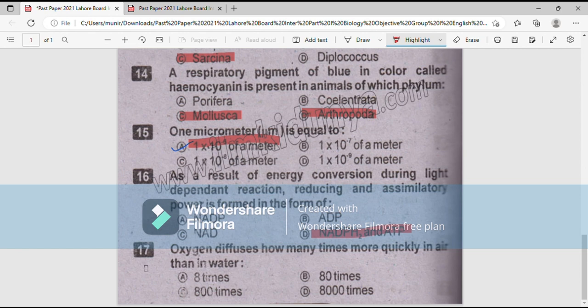The last MCQ is MCQ number 17: oxygen diffuses how many times more quickly in air than in water? You know that oxygen diffusion in air is more. The rate of diffusion is more, about 8,000 times as compared to water. So the correct option will be option D.